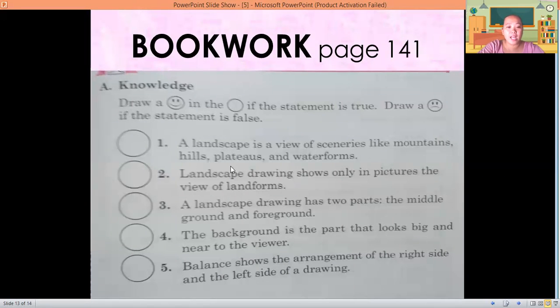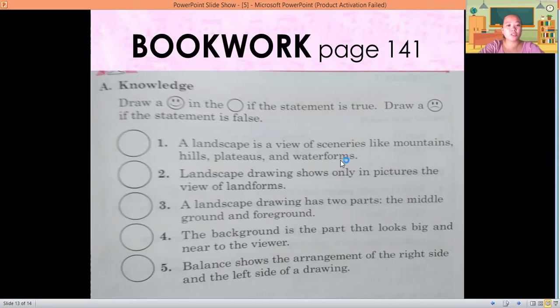Now let me read number 1. Listen. Number 1. A landscape is a view of sceneries like mountains, the hills, the plateaus, and water forms. Is it true, smiley, or false, sad face? Please draw your answer. Again, a landscape is a view of sceneries like mountains. We can see mountains, the hills, the Chocolate Hills, the plateaus, and water forms like Boracay Beach. Is it true, happy face, or false, sad face? Please write your answer. Okay, done with number 1.